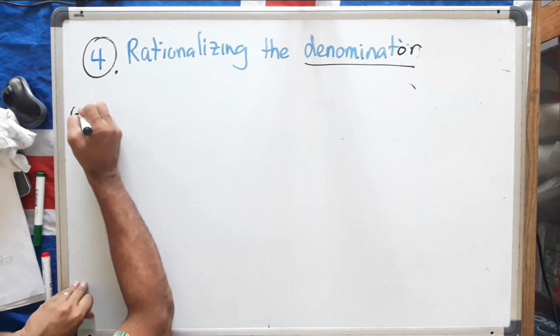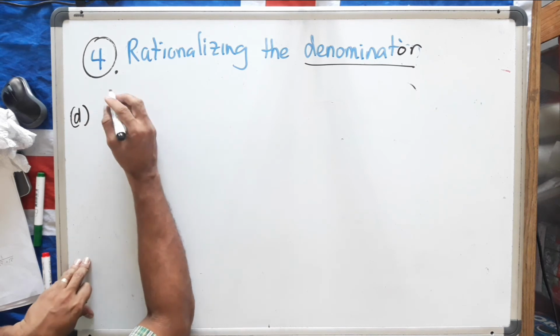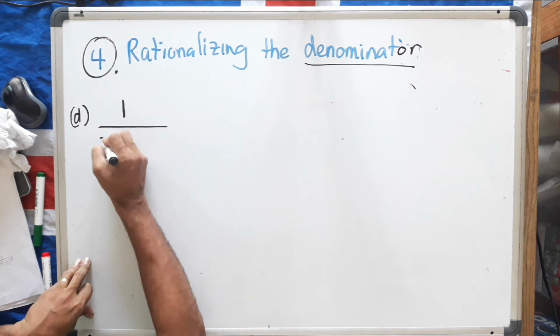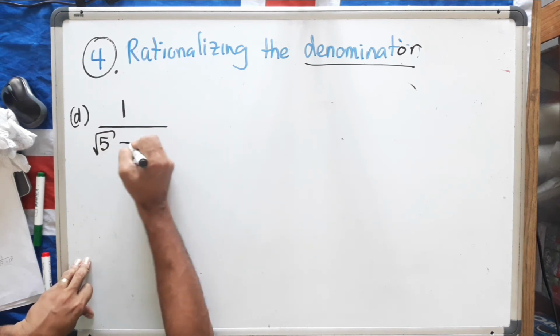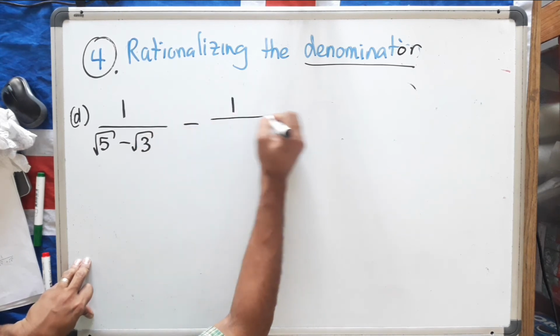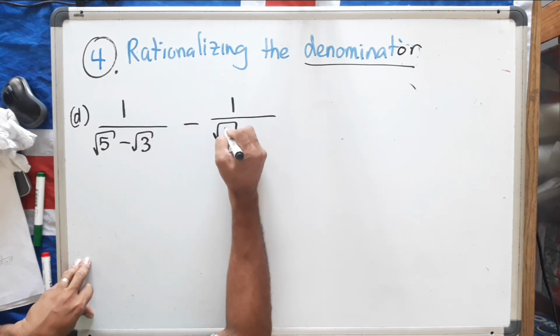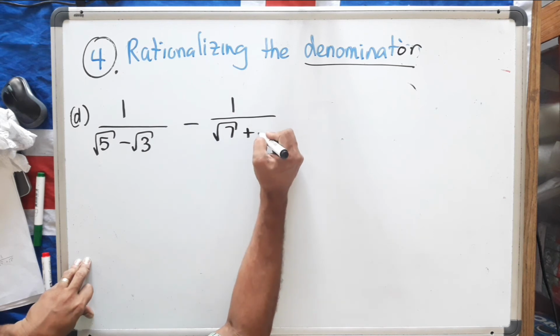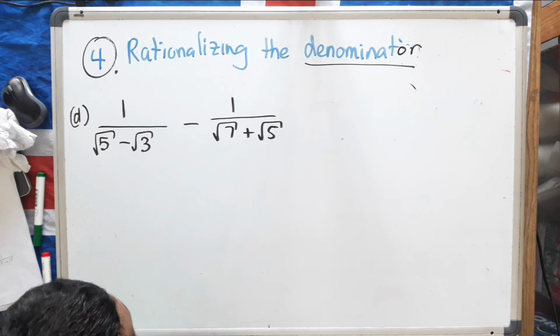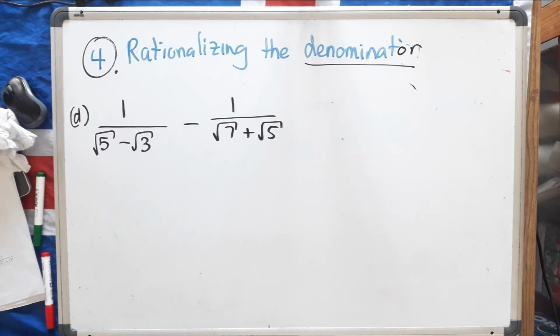All right, let's try one. Oh, here's a good one. Let's say we have 1 divided by the square root of 5 minus the square root of 3, minus 1 divided by the square root of 7 plus the square root of 5. Okay. Whoa. This is a hard question. What would you do in the exam if they gave you this?